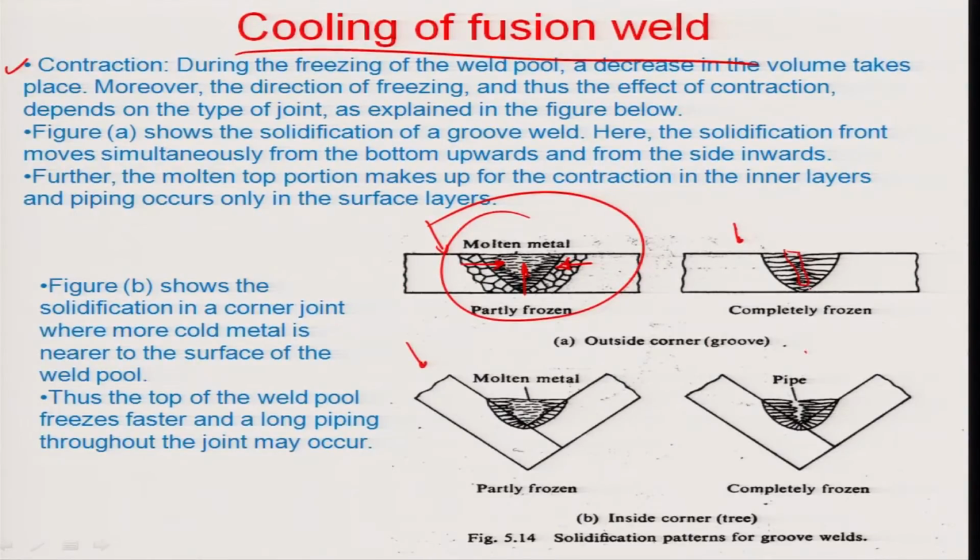You can take care of this by changing the joint orientation. For example, in figure B, we are talking about an inside corner joint where molten metal is near to the surface of the pool. Thus the top of the weld pool freezes faster in this particular case, and a long piping throughout the joint may occur because of this fast freezing.